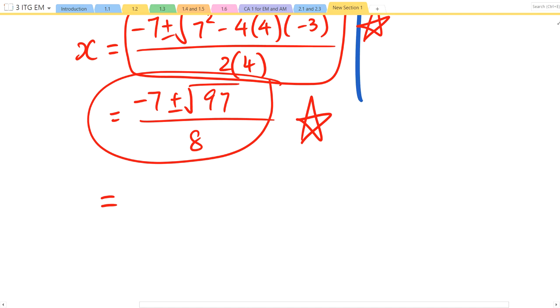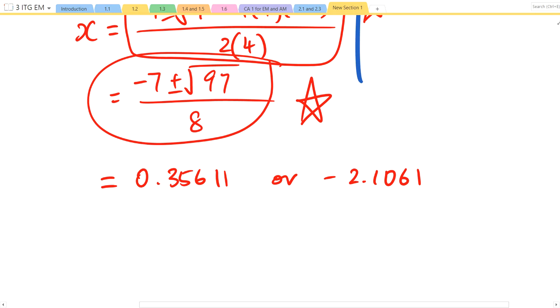minus 7 divided by 8. I get 0.3561 or, sorry, 1. So square root 97 again. This time, minus 7 divided by 8. I get negative 2.1061. Do you have these two? Are they the same? Okay, so we'll round them off to become 0.356 or negative 2.11.